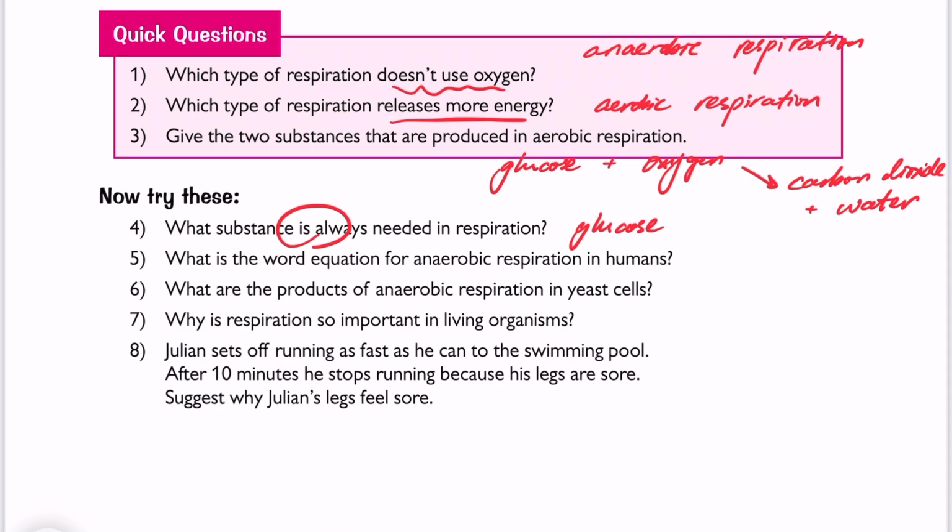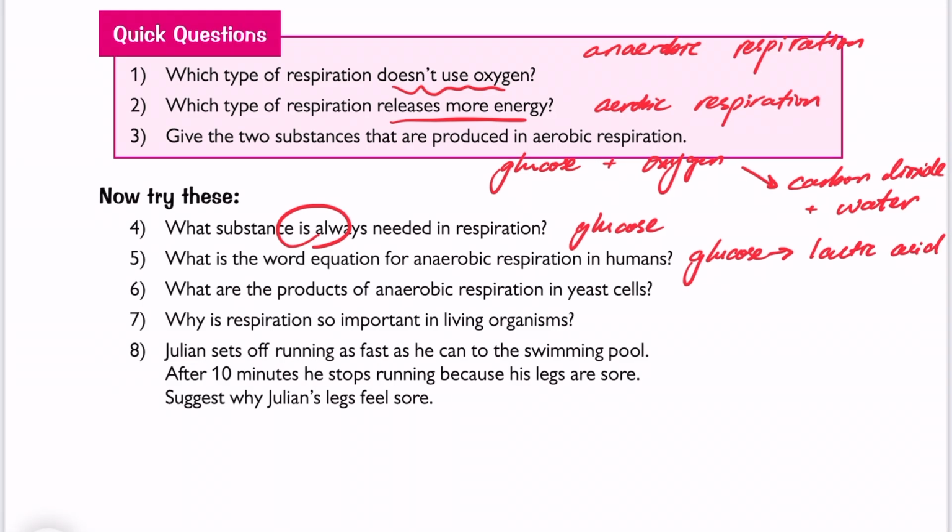What is the word equation for anaerobic respiration? Well, remember what we have talked about in question 1. Anaerobic respiration is the one that doesn't need oxygen, which means we only start with glucose, and it's going to turn into the lactic acid. And then let's move on.